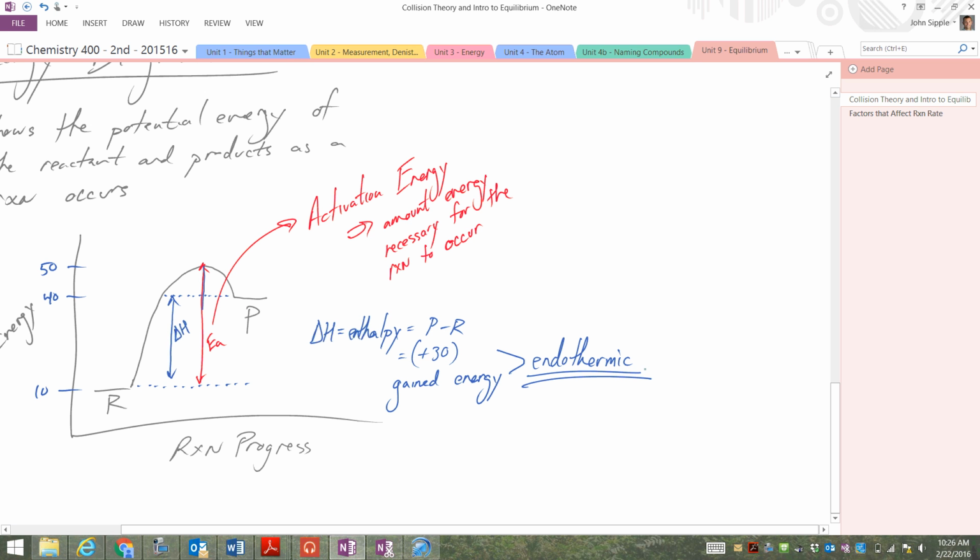All right, it's endothermic. It's got a positive delta H. And that's really important: endothermic, positive delta H. It gained energy from the surroundings in order for this to happen. All right. Reactions like this are going to feel cold. They're going to feel cold.